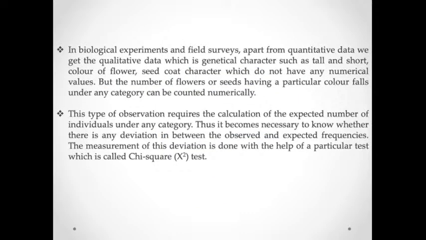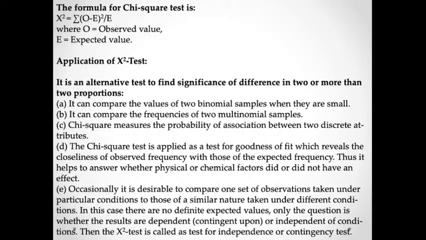In biological experiments and field surveys, apart from quantitative data, we get qualitative data, which is genetic characters such as tall, short, and color of flowers, seed coat, which do not have any numerical values. But the number of flowers or seeds having a particular color falling under a category can be counted numerically. This type of observation requires calculation of the expected number of individuals under any category. So it becomes necessary to know whether there is a deviation between the observed and expected frequencies. The measurement of this deviation is done with the help of a particular test, which is called the chi-square test.